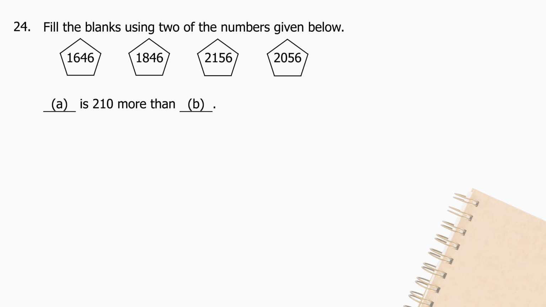Question 24. Fill the blanks using 2 of the numbers given below. 1646, 1846, 2156, 2056. A is 210 more than B.